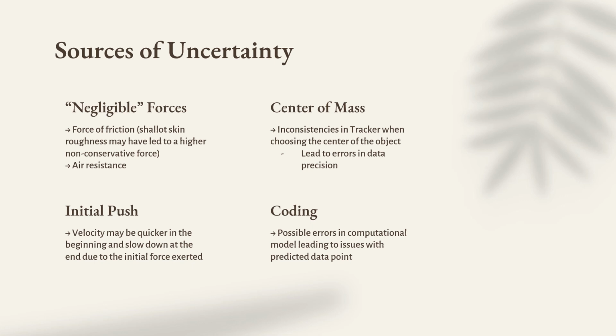The deviations between the datasets, the experimental and predicted, may have been due to sources of uncertainty, including negligible forces. For example, the force of friction and air resistance acting on the shallot, and skin roughness, may have led to a higher chance of non-conservative forces acting on the system. There were also issues with the center of mass. Inconsistencies within Tracker when choosing the center may have led to errors in data precision. Also, the initial push velocity may have been quicker, and the shallot may have been accelerating at the beginning and slowed down at the end due to the initial force being exerted at the beginning and not throughout the entire movement. Additionally, there may have been issues with coding.